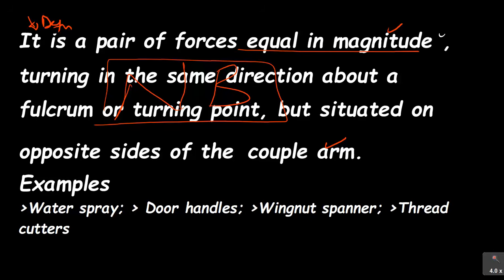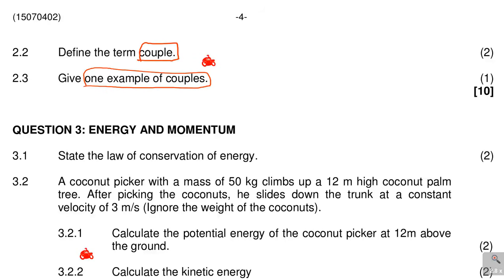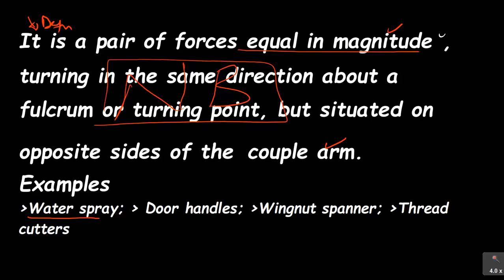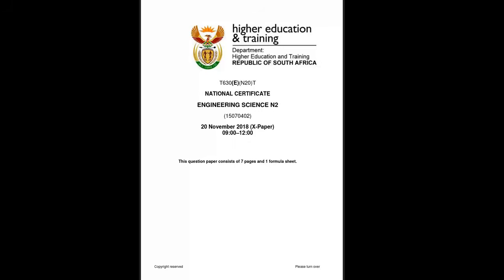And the next thing that they like asking is give one example of couples. The common answer that you can bring here is you can use a water spray, that's where you use couples, door handles, that's where you use couples, wing nut spanner, and then a thread cutter. Now don't forget, make sure you master at least 3 of these, because they sometimes say give 3 examples, give 2 examples, or give 1 example. The definition is a must. The examples are a must. Don't forget this. I hope you are benefiting from this, guys.